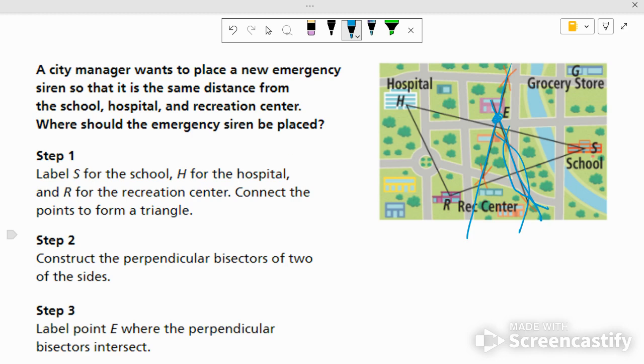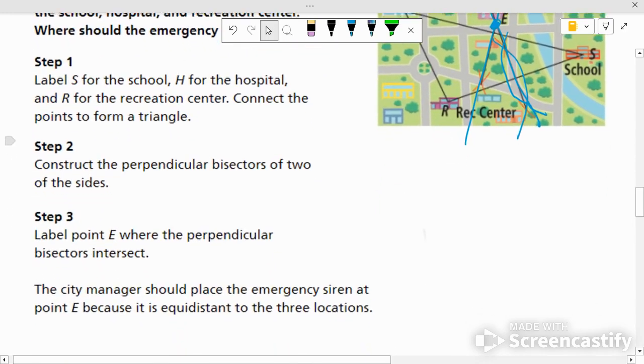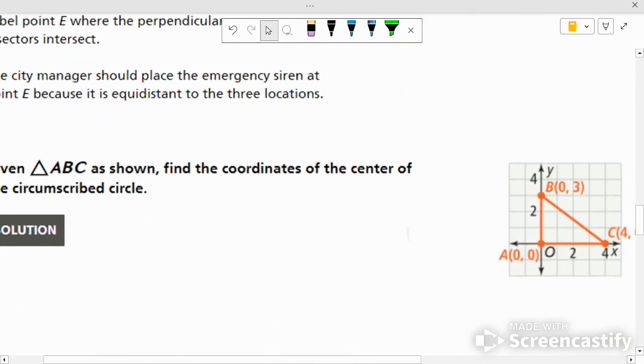But that's where the siren should be placed, so it's the same distance away from the school as the rec center and as the hospital. So if you draw perpendicular bisectors of a triangle, it's going to be equidistant from the vertices of the triangle.